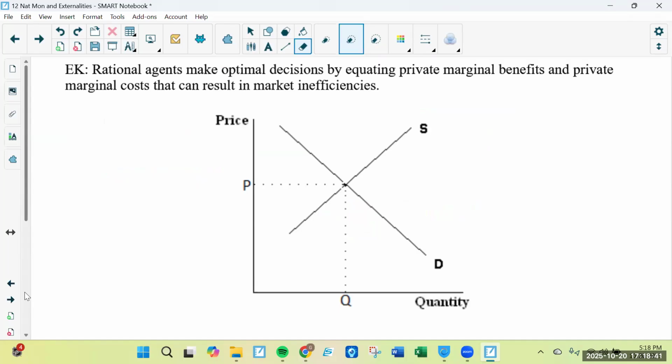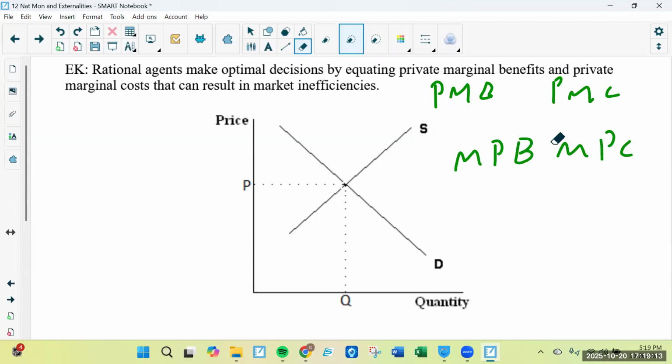Now, when you're studying, you say, I don't care about those other people. I only care about me. And that's the idea here: rational agents, anybody that's smart, are going to make their optimal decision by equating their private marginal benefit to their private marginal cost. In other words, they don't care about society. They only care about themselves. So in economics, we call it marginal private benefit and marginal private cost. And when you're there, then this market is in equilibrium for that individual.